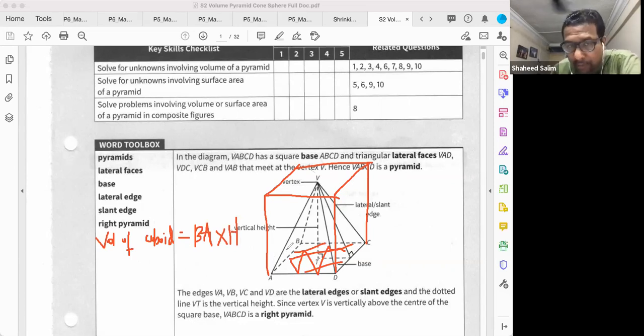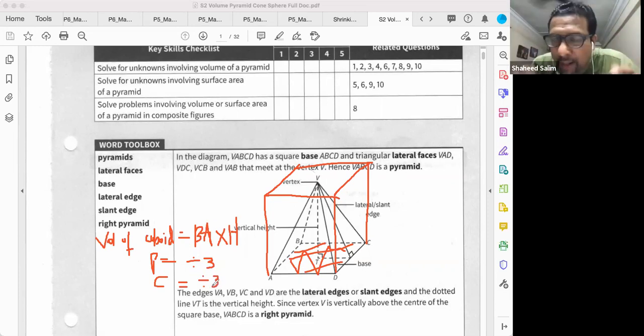If you want the volume of a pyramid, I put P here for pyramid, you divide this by 3. You divide the answer by 3. You want a cone, same thing, you divide by 3. Why am I teaching you one formula? Otherwise, you have so many formulas to remember.